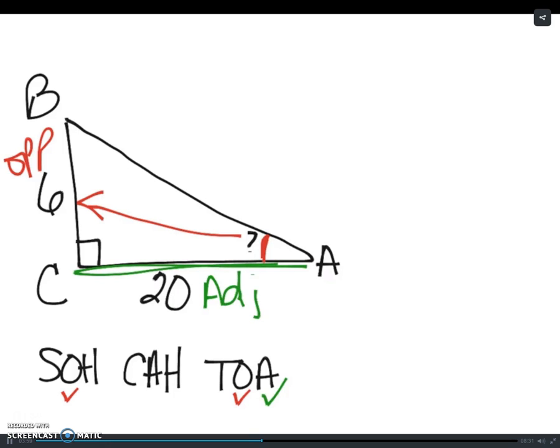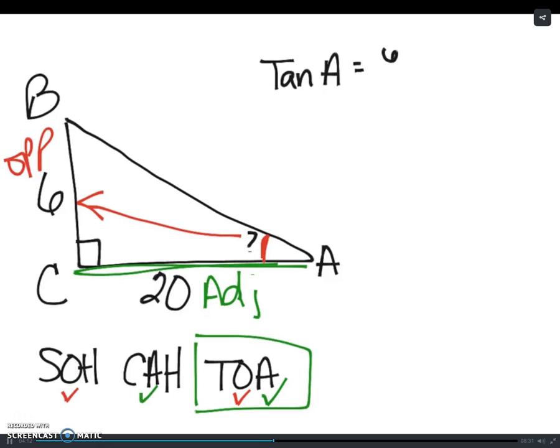Okay, so we put checks by the A's. The one with two check marks in this case is tangent, and so that's what we're going to use. So we have tangent of angle A, equal to opposite over adjacent, so 6 over 20. And the first thing I want you to actually do is go ahead and divide 6 by 20.